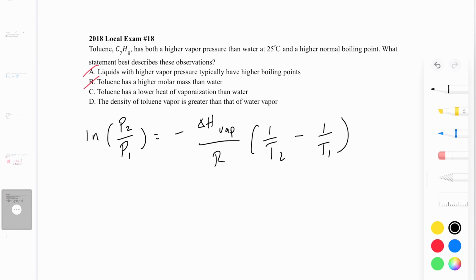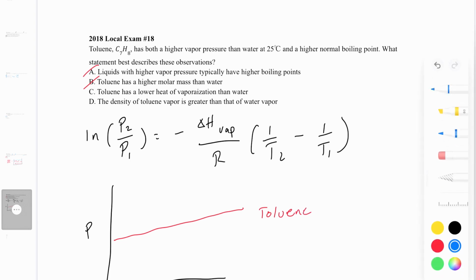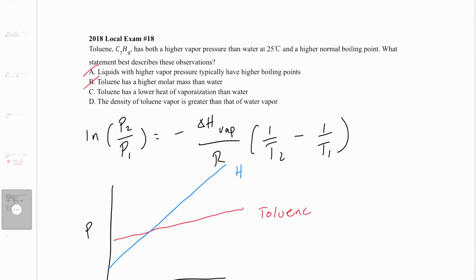Since toluene would have a lower heat of vaporization, if you graphed your pressure versus temperature graph, the graph for toluene would actually have a lower slope than your water. So toluene might look something like this, and let me just mark it. And water might look something like this. So water has a higher slope. And the reason that this is helpful is because it explains why you would have a higher normal boiling point.